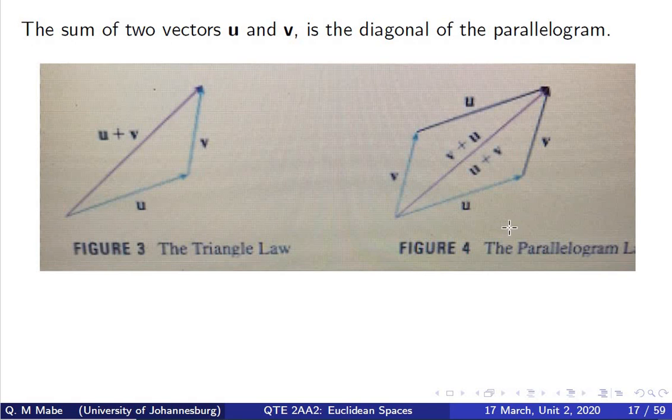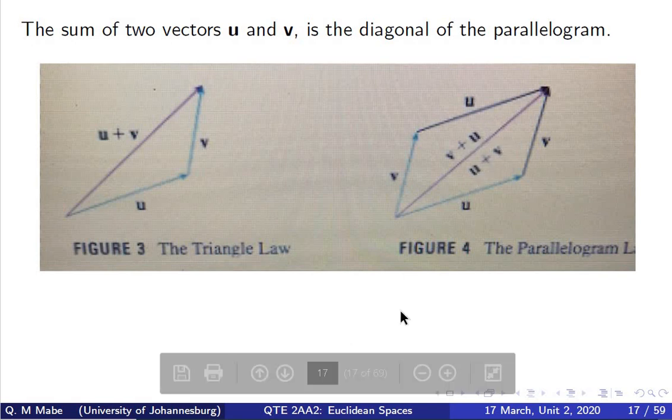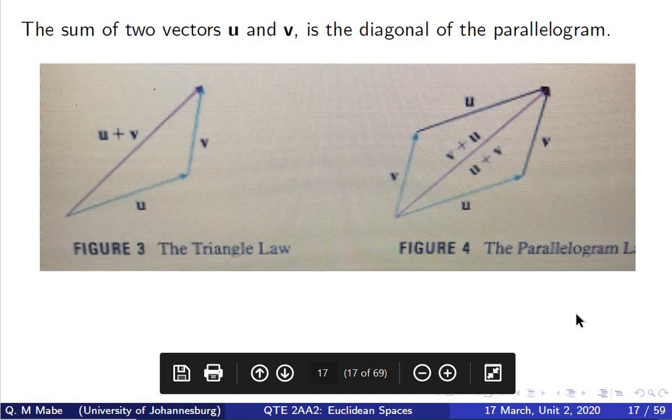In order to add our u and v, we draw the diagonal. So that will be the diagonal of our parallelogram. That will be the sum of u, v. And this sum, as in the triangle law, starts from the initial point of u and goes all the way to the terminal point of v. So that's the vector u plus v. That's how we add our vectors geometrically.